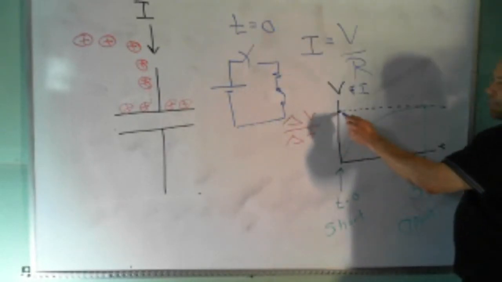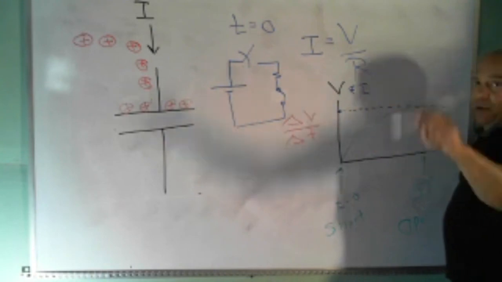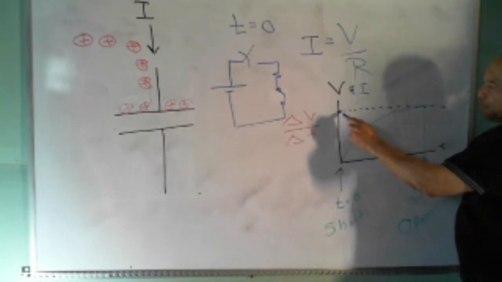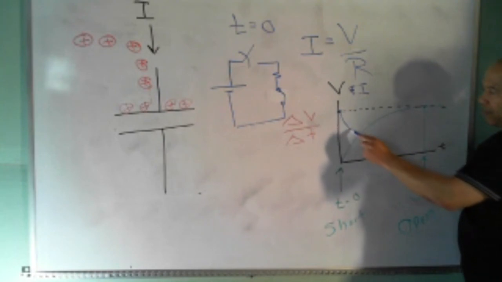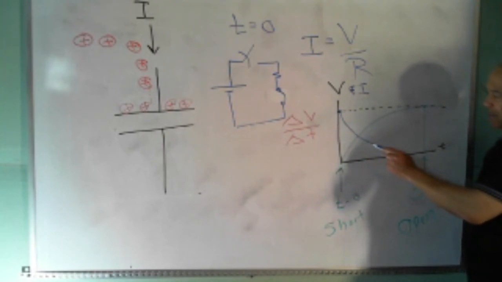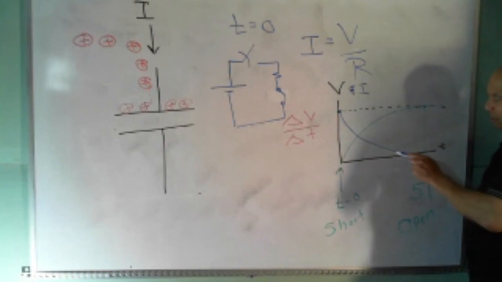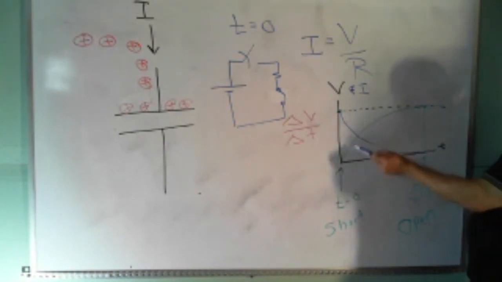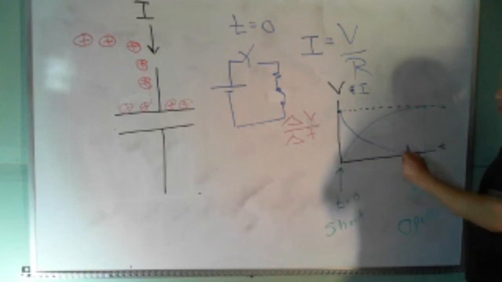Then as the capacitor starts to charge up, and again, we'll look at why this is the case later, here's what happens to the current. After 5 time constants, that current will go all the way down to 0. The current is decreasing at the same rate that the capacitor voltage is increasing.